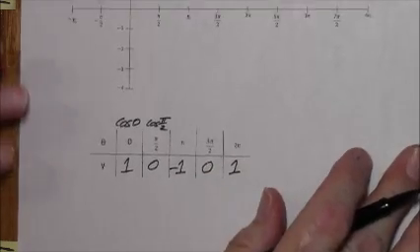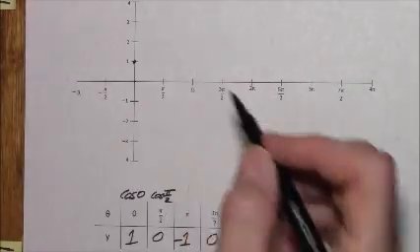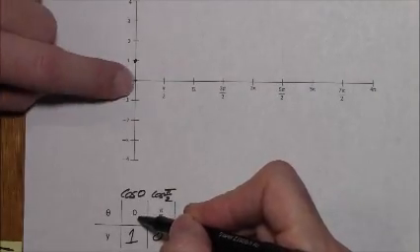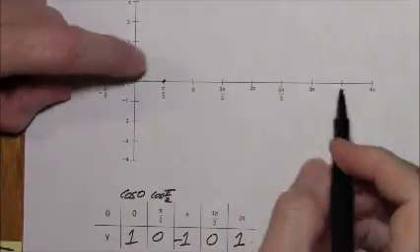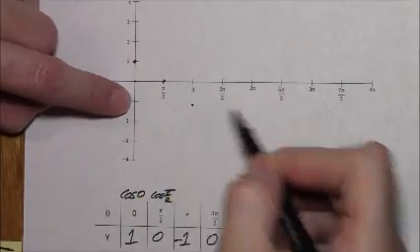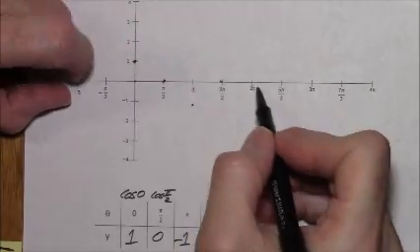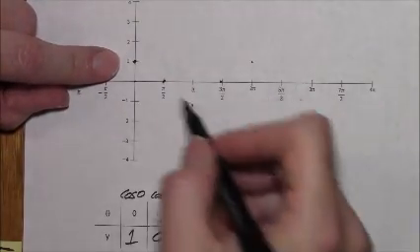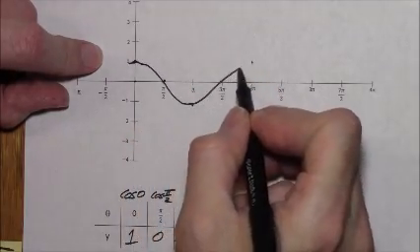So now we're going to graph these on here. Cosine at 0, when the angle is 0, we're at 1. When the angle is pi over 2, we're at 0. At pi, we're at negative 1. At 3 pi over 2, we're at 0. And at 2 pi, we're back to 1. So the curve looks like this.